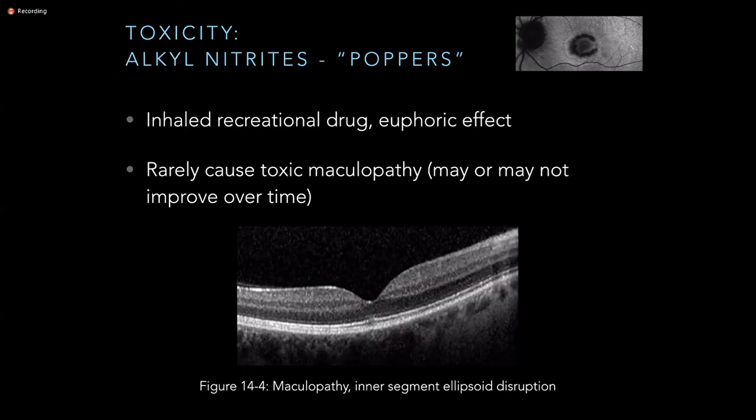Alkyl nitrites are an inhaled drug used for their euphoric effects. They can rarely cause a toxic maculopathy, which may or may not improve over time. At the bottom there, we see a photograph of a patient who has maculopathy. If you look right beneath the foveal depression, there's some disruption in the inner segments and the ellipsoid zone due to alkyl nitrite use.